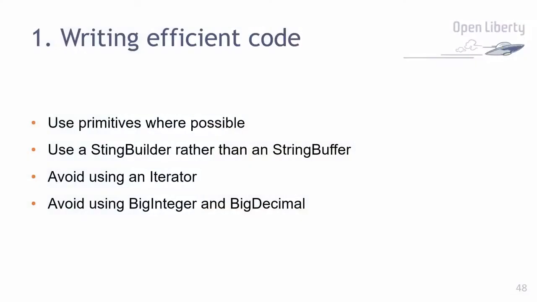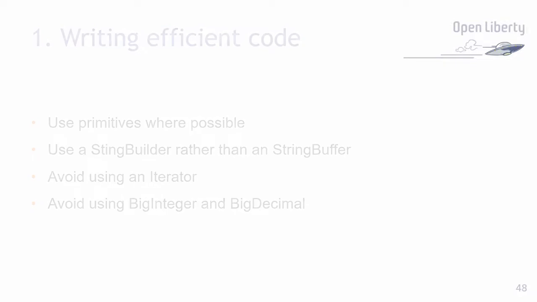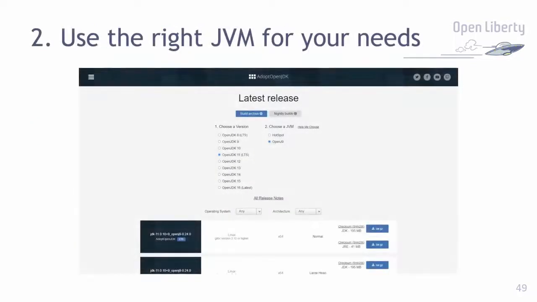This is a lot more efficient than a StringBuffer, but just bear in mind a StringBuffer is thread safe and a StringBuilder is not, so it's not always good to use these. Again, make your own decisions if you need it to be thread safe. Avoid using iterators. They're not very good. They're very resource heavy, so try to avoid those. And avoid using things like BigInteger and BigDecimal. If you don't need a BigInteger or a BigDecimal, there is no point in using that variable. It's just going to consume more resources in your JVM. So if your application doesn't require such a big number, don't use it. It'll make your code much, much more efficient.